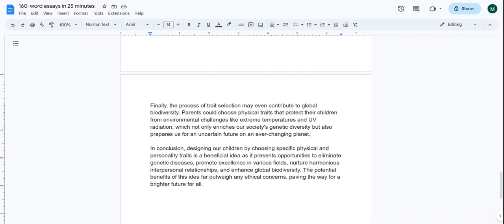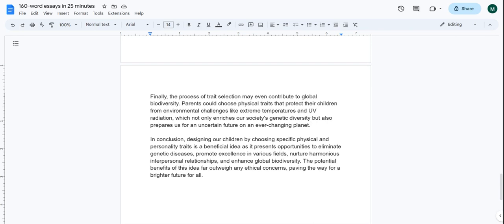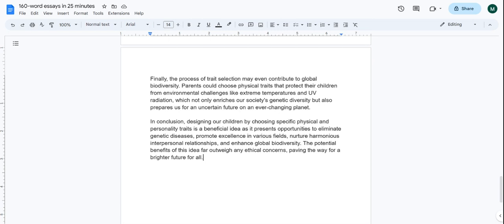Finally, the process of trait selection may even contribute to global biodiversity. Parents could choose physical traits that protect their children from environmental challenges like extreme temperatures and UV radiation, which not only enriches our society's genetic diversity, but also prepares us for an uncertain future on an ever changing planet.